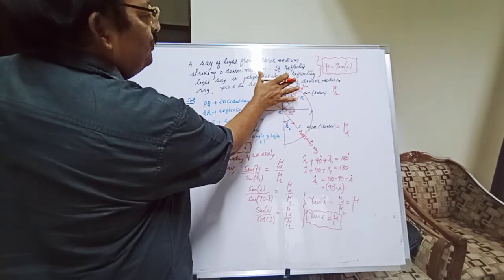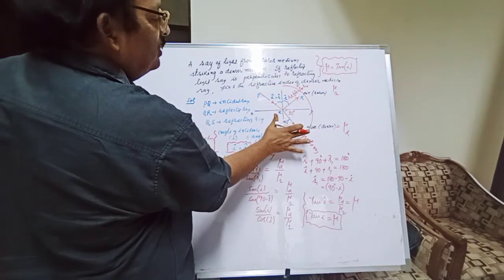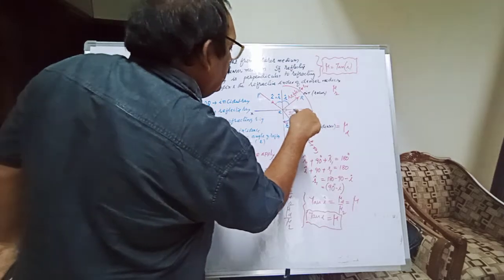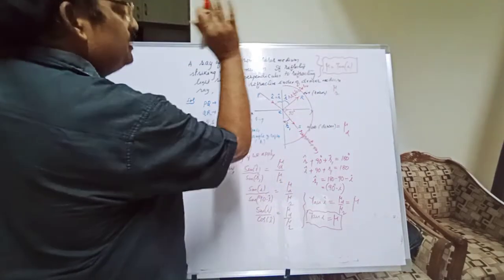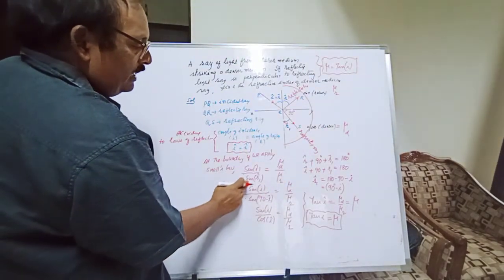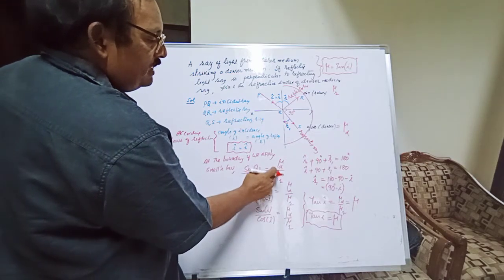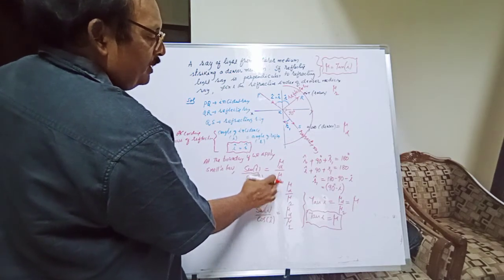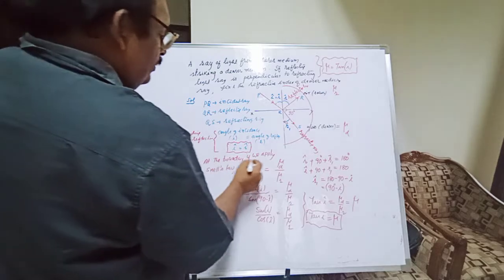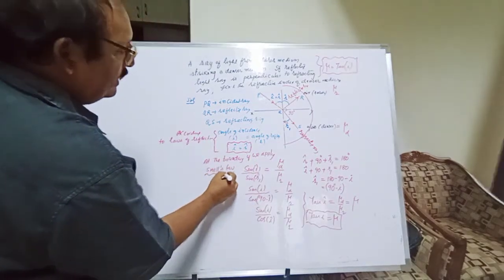So sin of angle of incidence to sin of angle of refraction is always equal to the refractive index of the denser medium with respect to rarer medium. So sin I by sin R1 is equal to the refractive index of the denser medium with respect to rarer medium. This is according to Snell's law. We apply Snell's law.